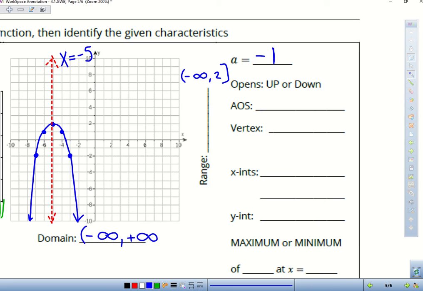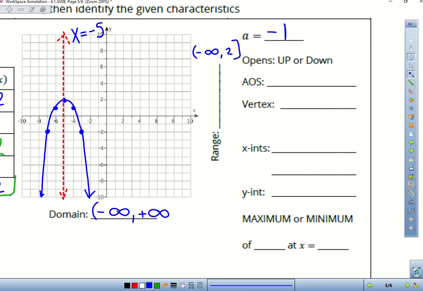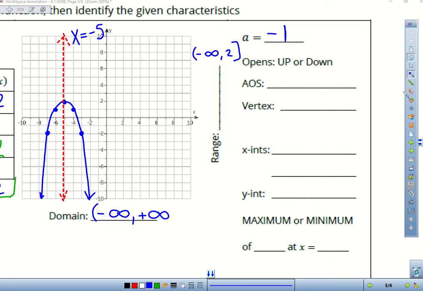So now for the next one, this quadratic opens down. Good. It opens downward, as you can see. So now the axis of symmetry is x equals -5. And what is the vertex of this? -5, 2. Good, -5, comma 2.